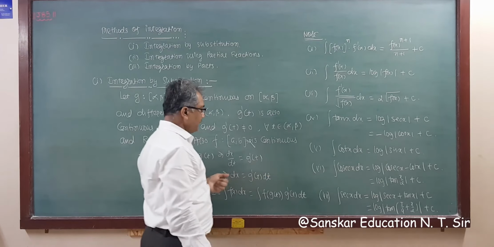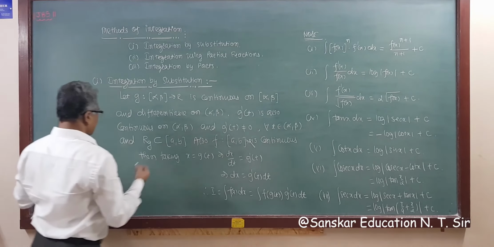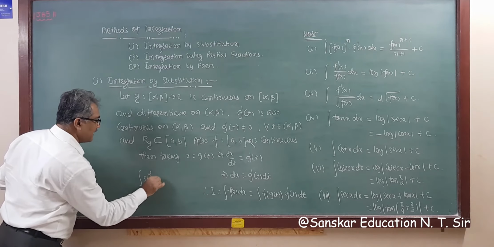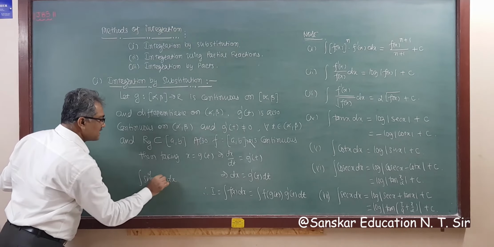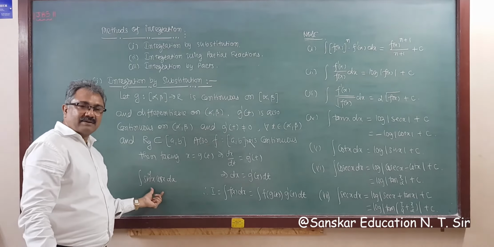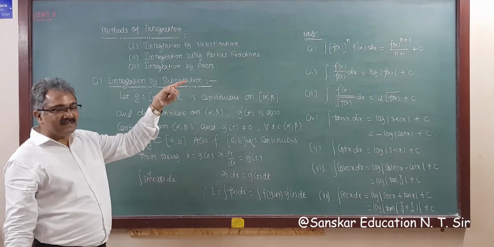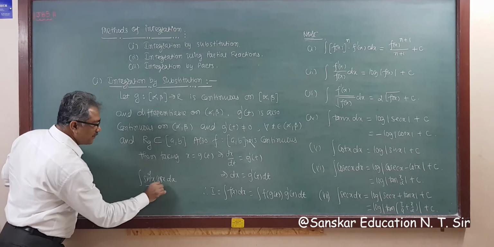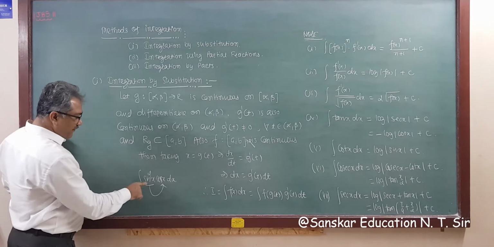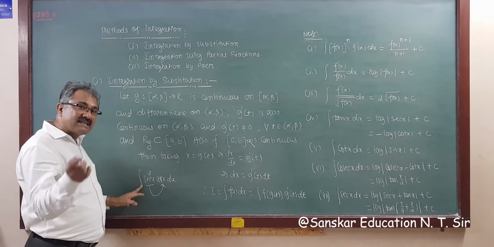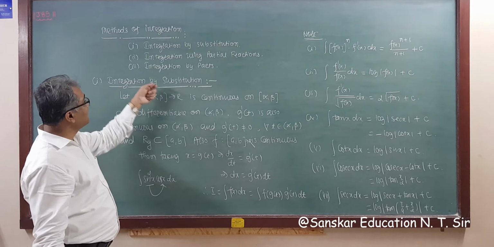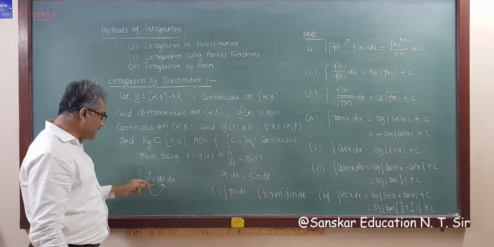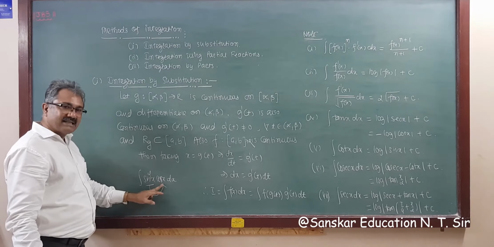So for example, suppose you are given an integration like this: integration of sin square x into cos x dx. As you know, we can't integrate this multiplication form directly, but we apply this form, right? See, sin x is your f(x) and the derivative of sin x is cos x. So if we take sin x as f(x), this is called the assumption rule. So we assume that, so this is a method of substitution. We are substituting sin x is equal to t, right? If we assume sin x is equal to t, then the derivative of sin x is cos x.